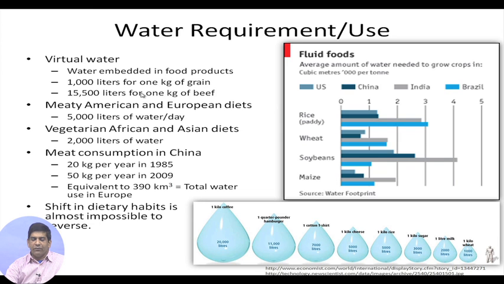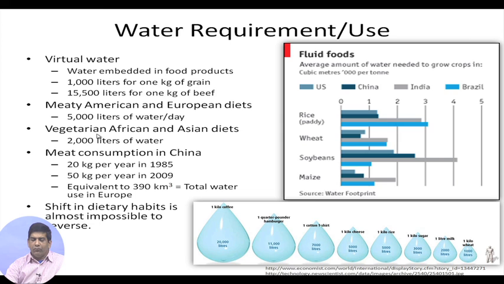So that's why people say that if you want to prevent environmental damage, if you are environmentally friendly, you should not go for non-veg and those kinds of things. Meaty American and European diets take 5,000 liters of water per day. That is just to make the food on the table, and it doesn't take into account the water that you drink. If you have a vegetarian, African or Asian diet, it is around 2,000 liters of water per day, so much less.